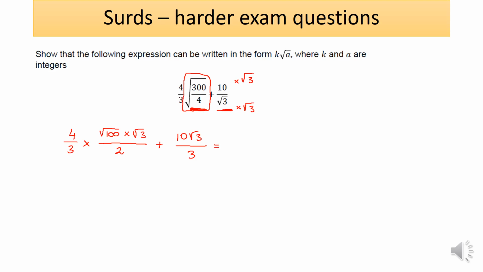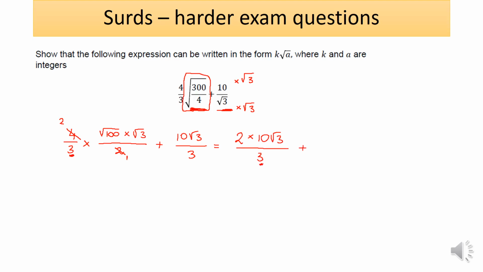Okay, now in this first fraction, I can simplify and I can cancel. So I can cancel 1 and 4. I can divide both of them by 2. So that's going to be 1, that's going to be 2. So now in the first fraction, I have 2 times square root of 100 is 10, root 3 over this 3 here. That 3 is this 3 here.